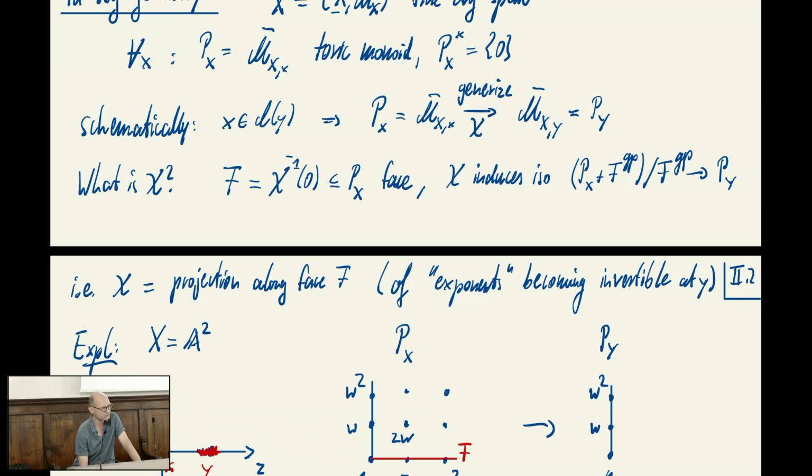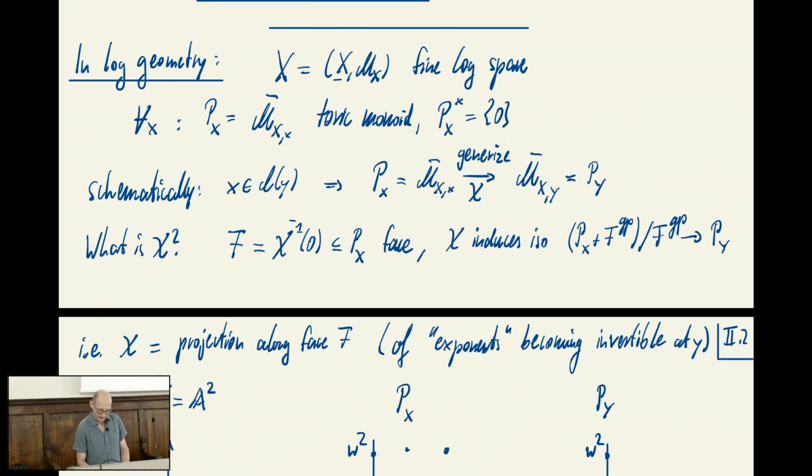I have to be careful because we're so used to working with abelian groups and so on. But this is a monoid homomorphism, so we have to be careful in saying what the kernel is and so on. But let's just take the pre-image of 0. That turns out to be a face, just because we have a sharp cone on the image. Okay, there's a face of P_x. Complement is a monoid ideal. And the chi induces an isomorphism.